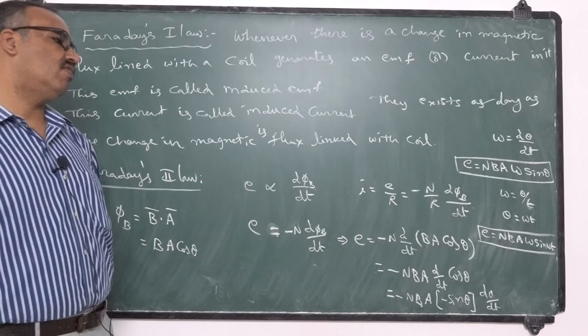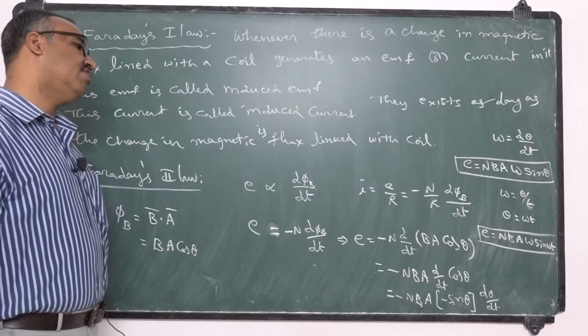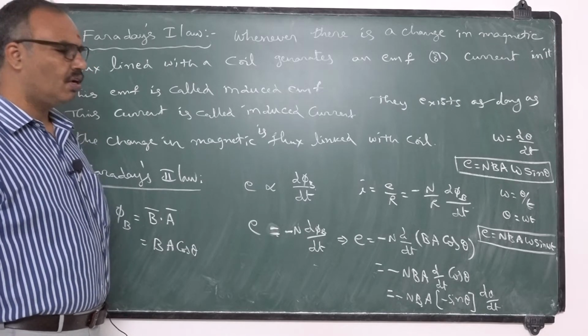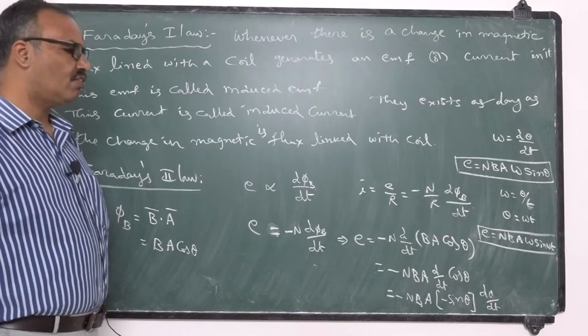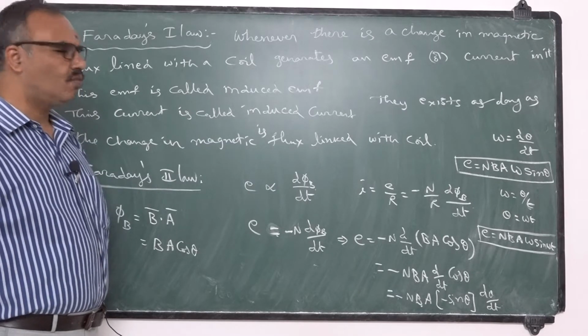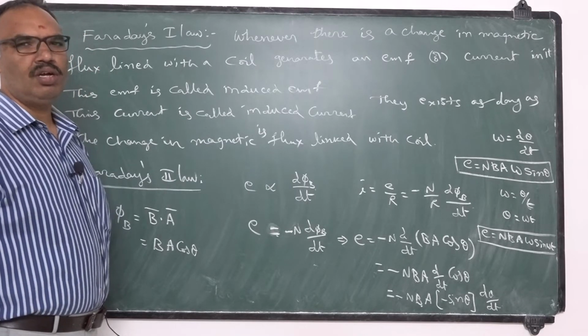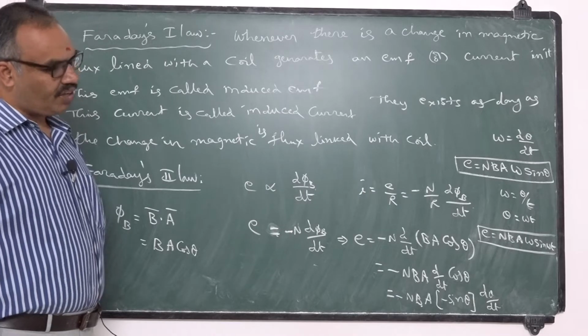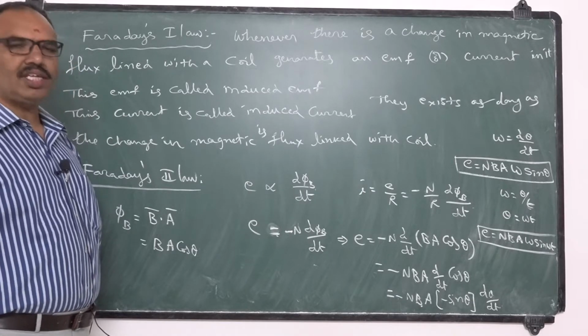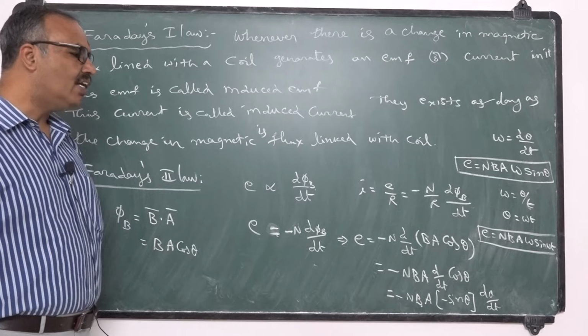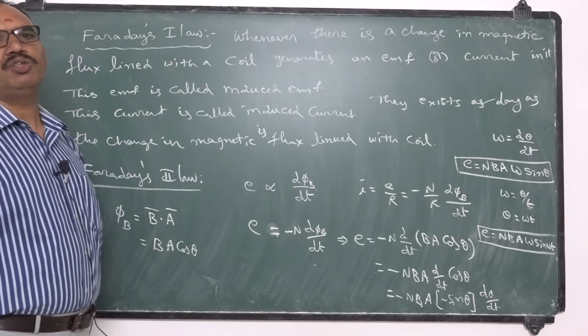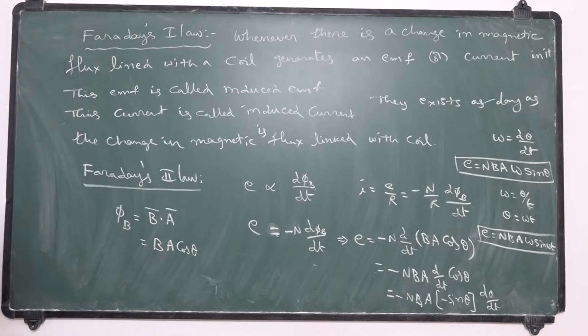Don't think that always the magnetic field should be variable, always the area should be variable, always the orientation of the loop should be variable. If anything is variable, or if more than one thing is variable, it leads to the development of induced EMF. So we can conclude like this. The conclusion of this discussion is like this.